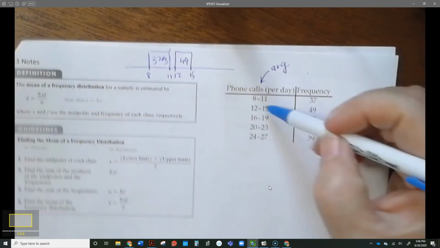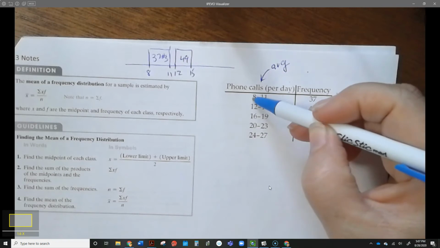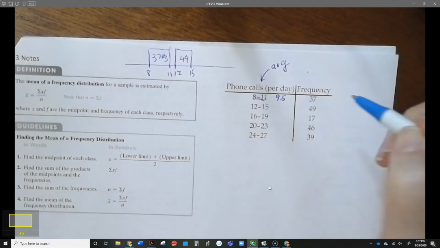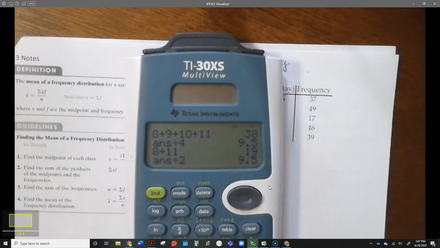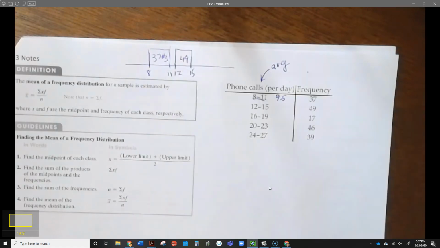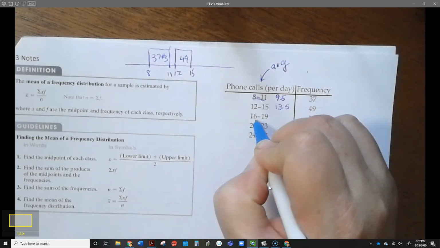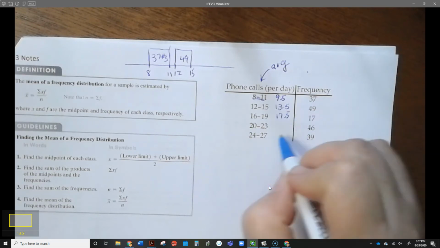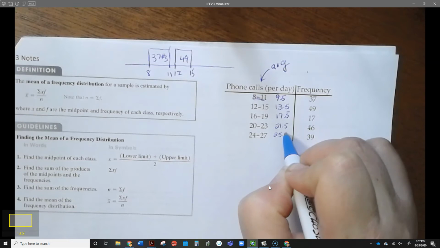So since we don't know what the numbers are, we find the average of this group. So the average of this group is 9.5. I don't know what this one is, so I'm just going to do 12 plus 15 divided by 2, 13.5. So I bet this one is 17.5, and this one's 21.5, and that one's 25.5.